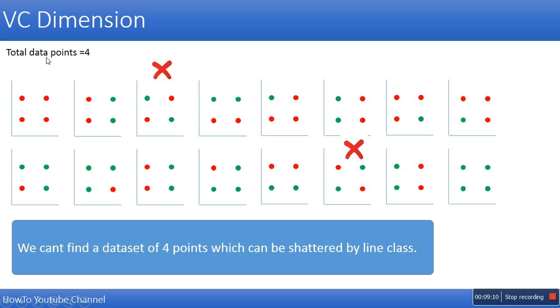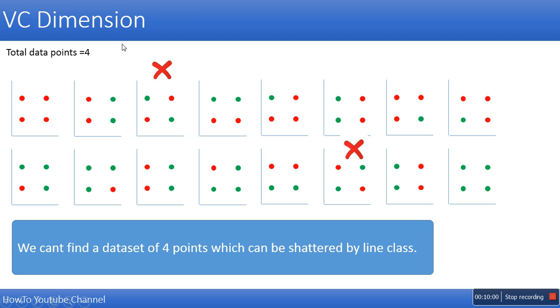Now let's see what the case is for four data points. If we label all four data points in all possible ways, with two classes, class A and class B, we will have a total of 16 cases. Out of these 16 cases, for case 3 and the last third case, you cannot draw any line which can separate green data from red data. And this is not the case only for this data sample. In this two-dimensional space, you cannot find any combination of four data points which can be shattered by a line.